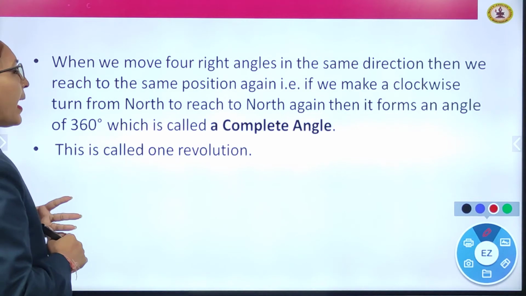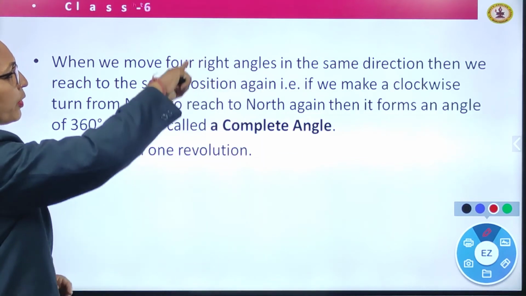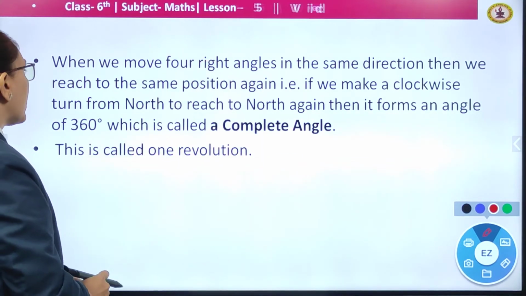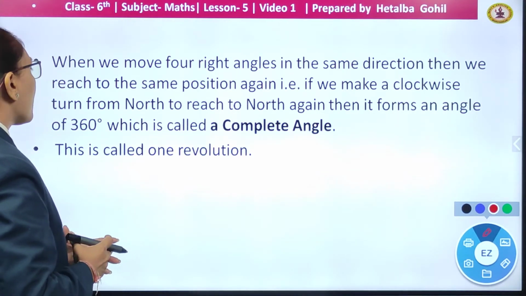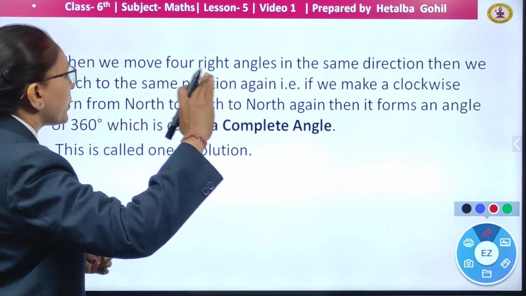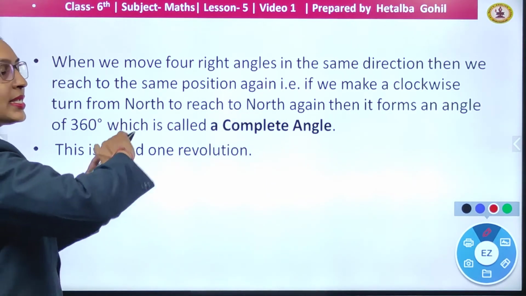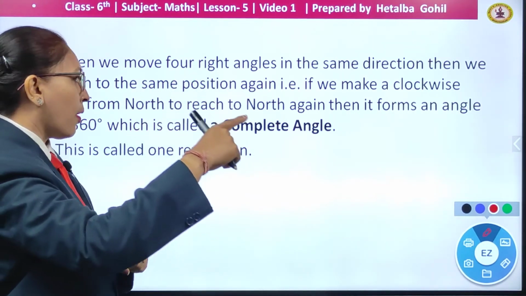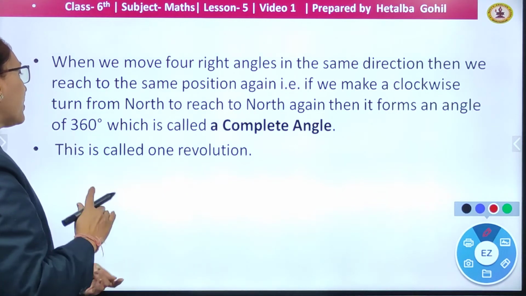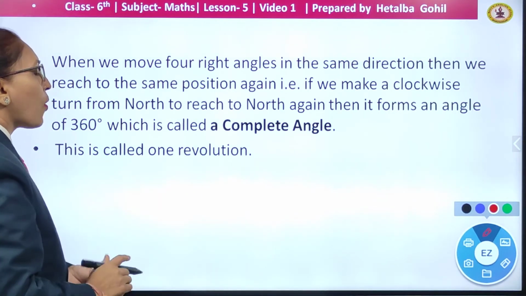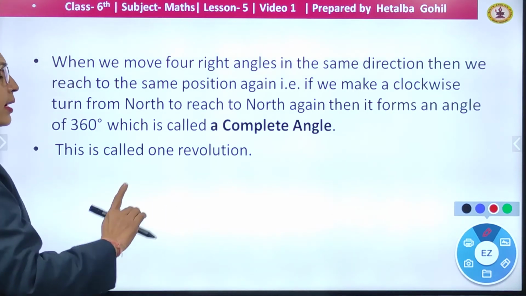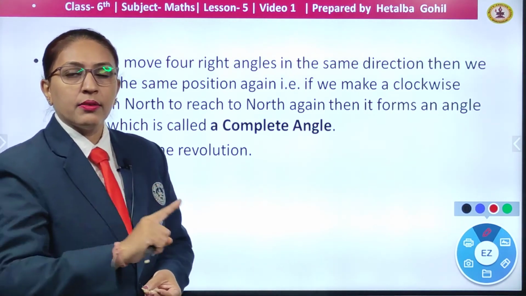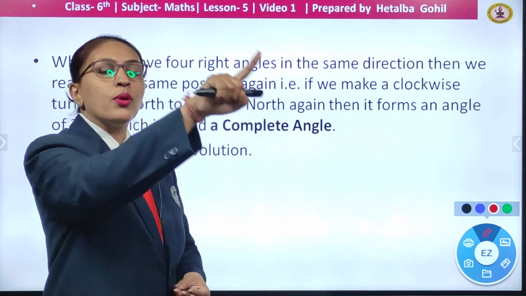When we move 4 right angles, as I told you, one full round in the same direction, then we reach the same position again. That is, if we make a clockwise turn starting from north and coming back to north, it forms an angle of 360 degrees, which is called a complete angle. This is called one revolution. One revolution means one full, whole circle.